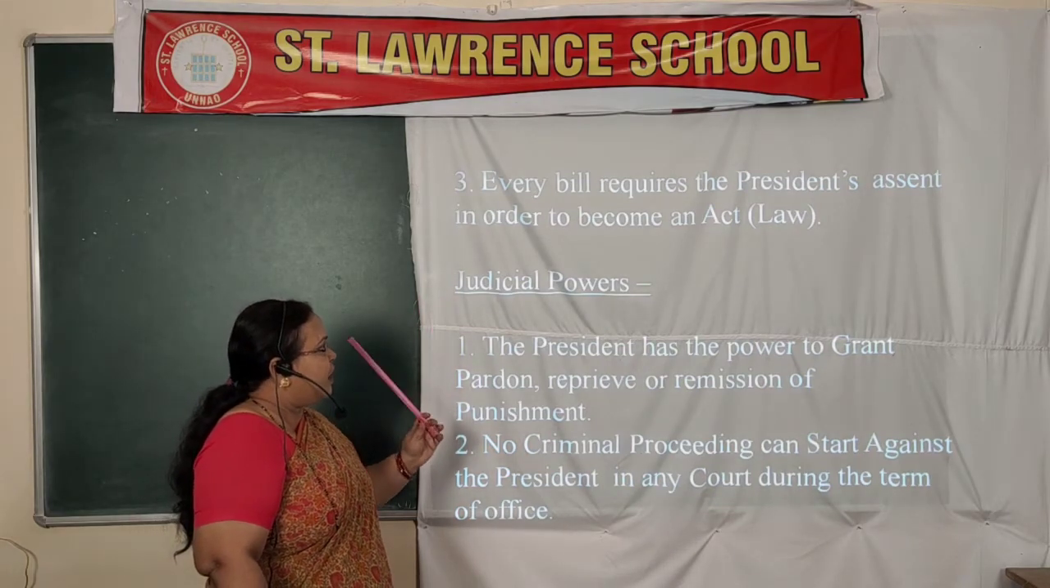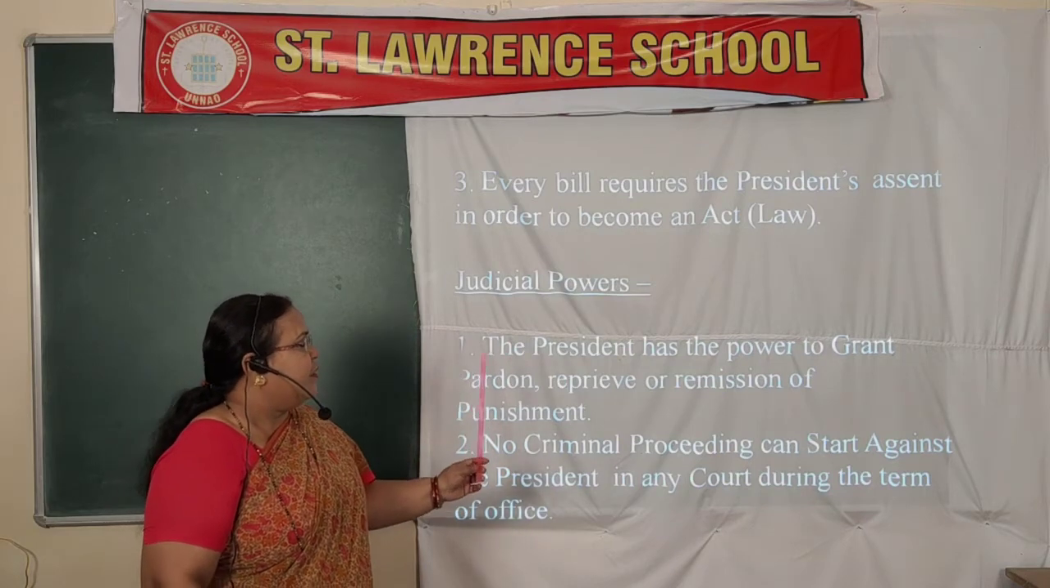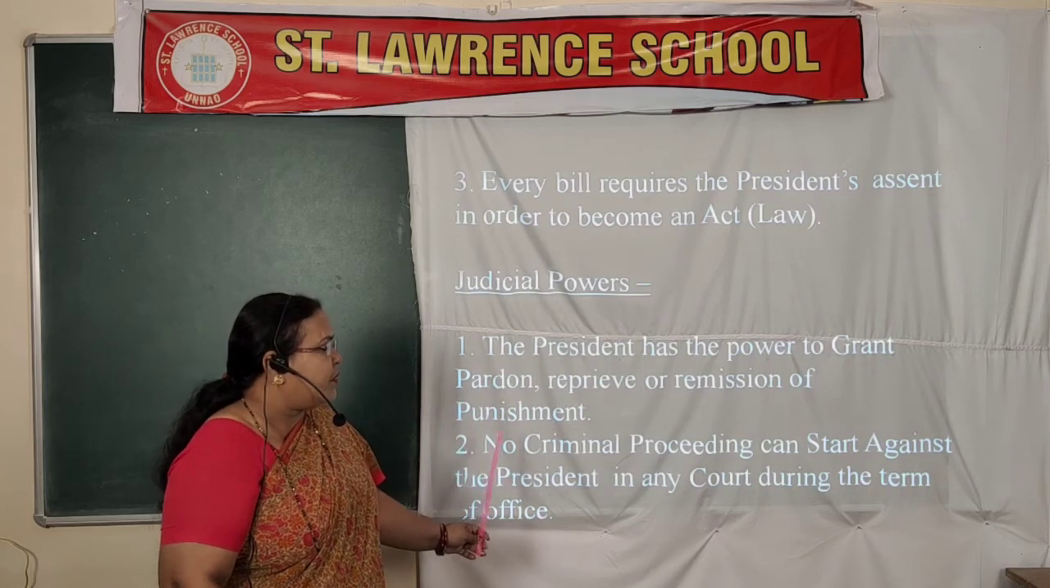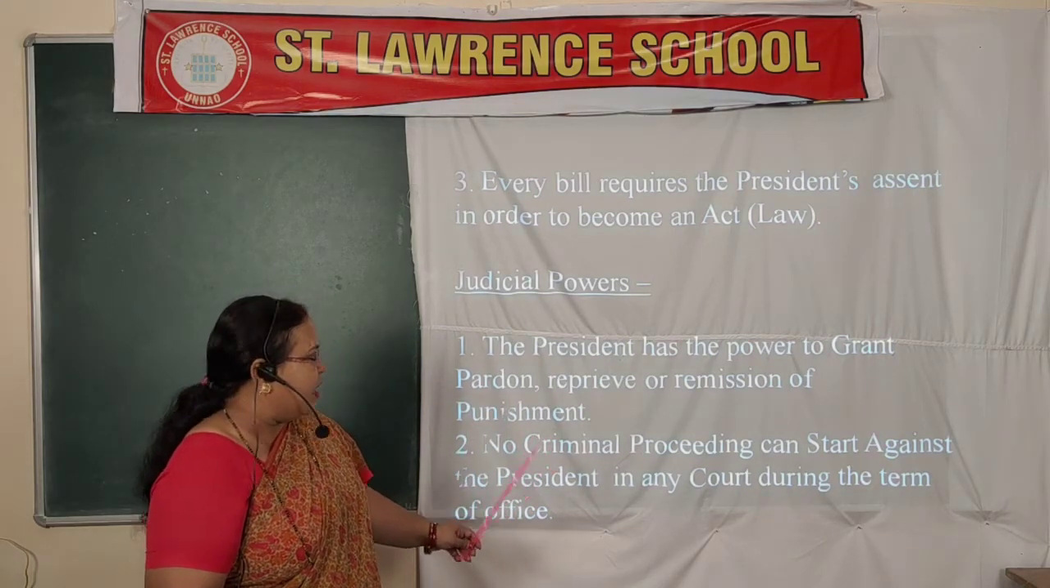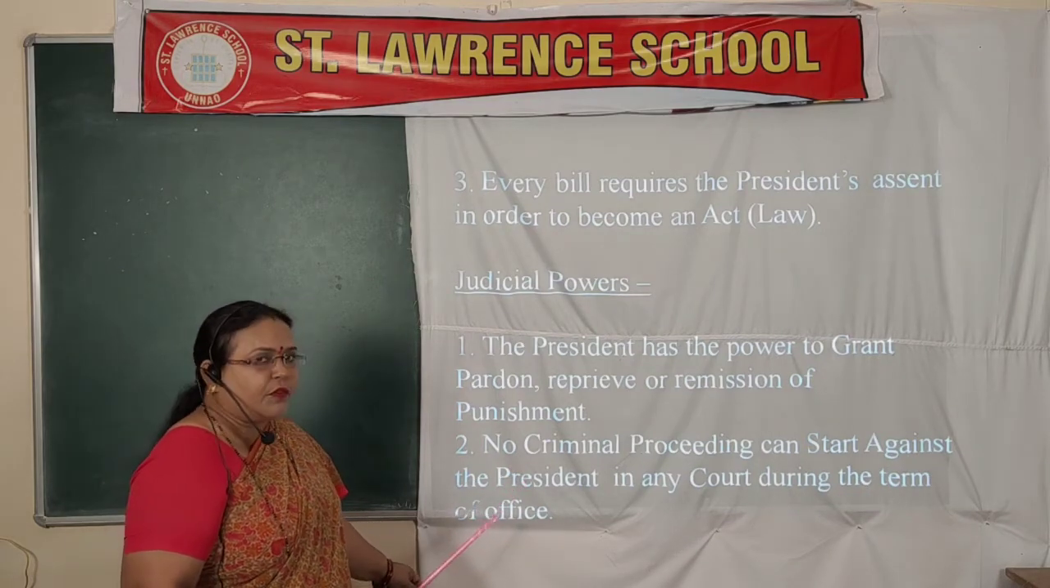Now, judicial powers we will see. The President has the power to grant pardon, reprieve or remission of the punishment. No criminal proceeding can start against the President in any court during the term of office.